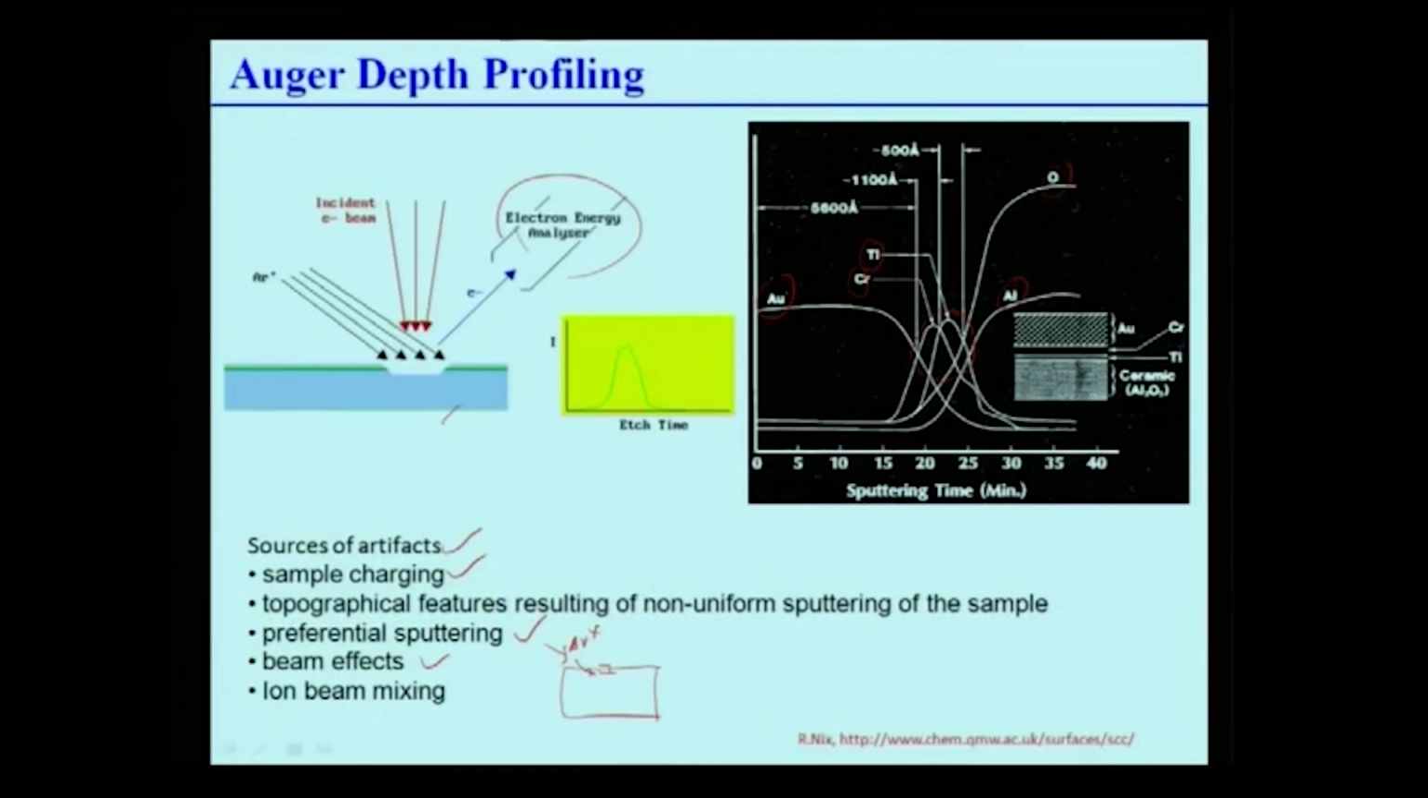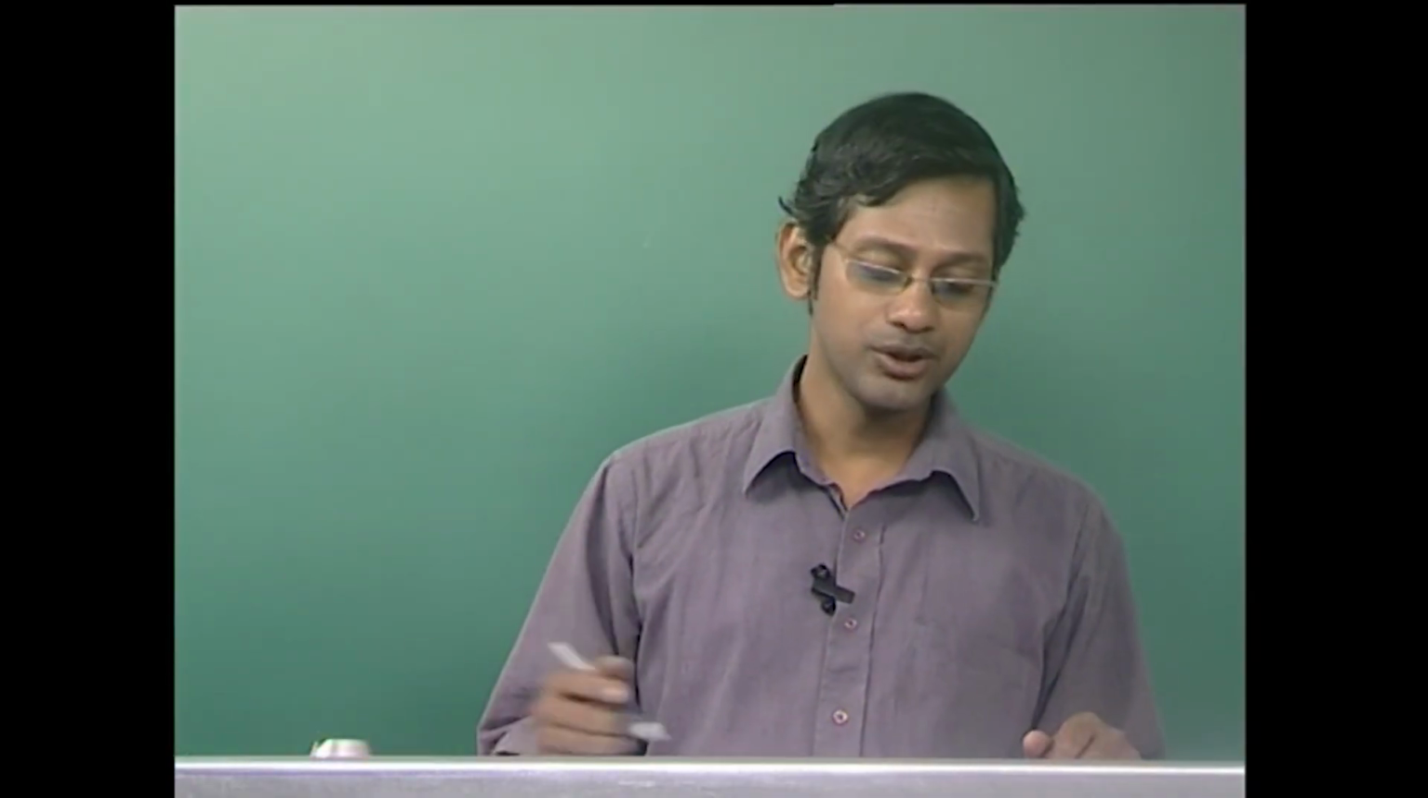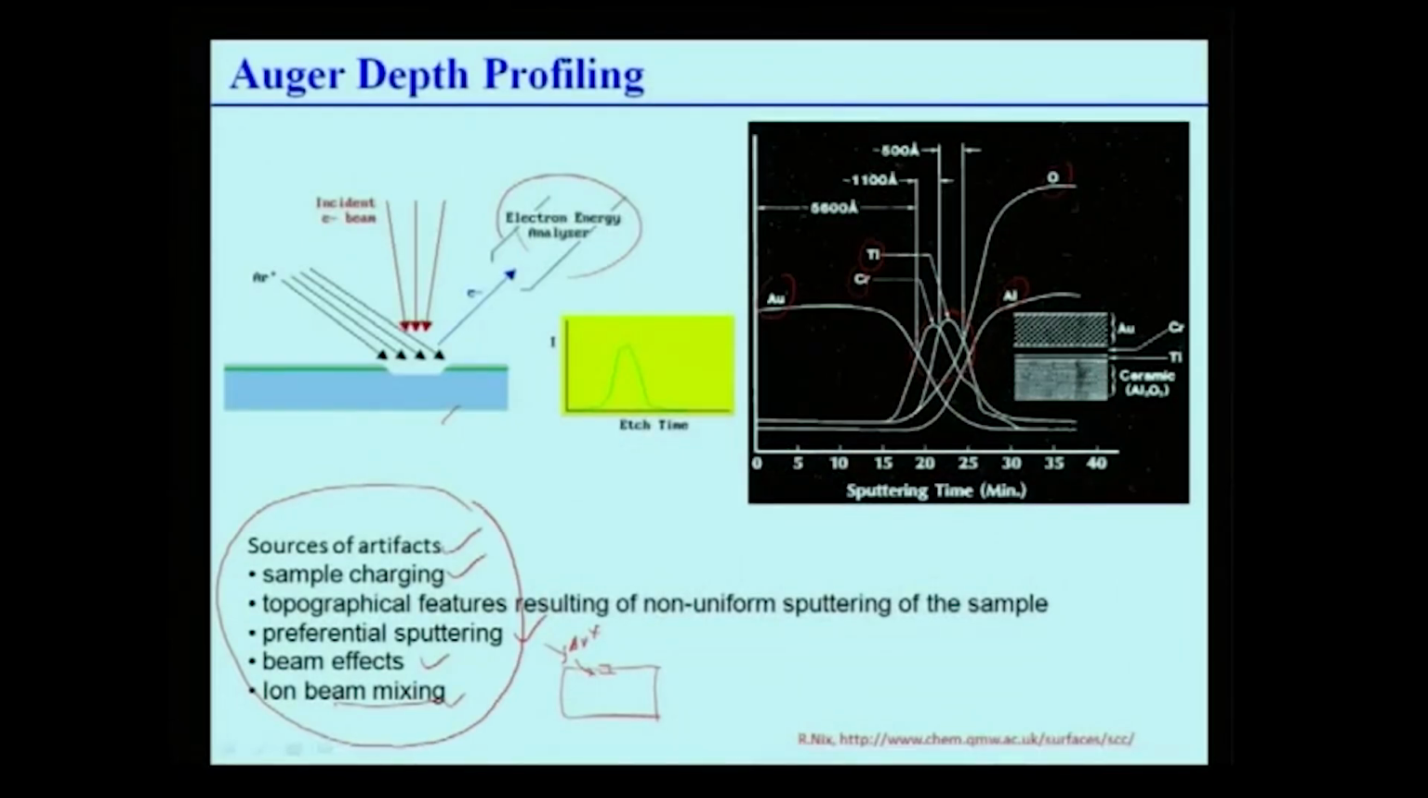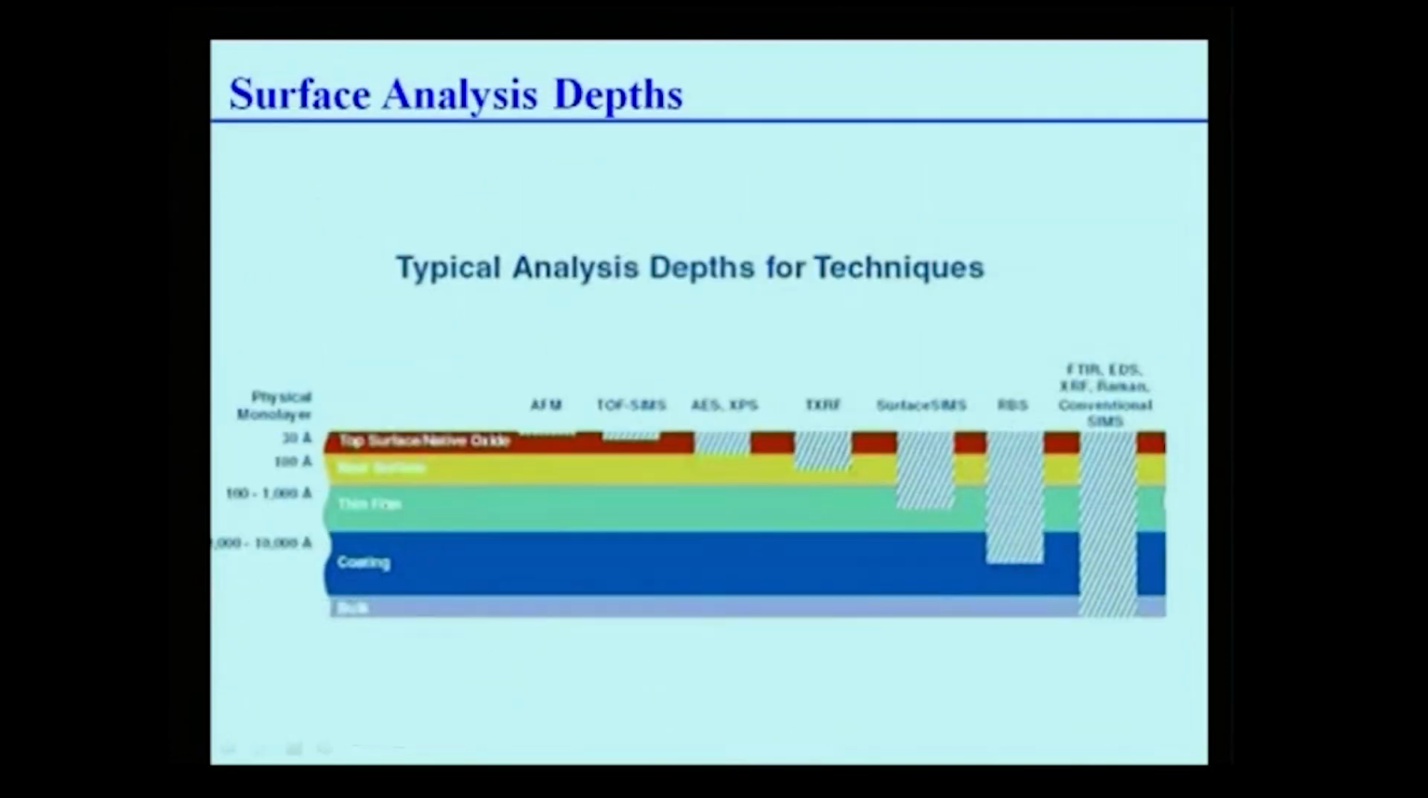Then there are beam effects like argon ion beams, and it can also lead to, most notably, ion beam mixing, because you are putting argon ions that can lead to mixing of two different elements or two different species, and that can modify the results. So one must remember these are the problems in AES depth profiling. Otherwise, this is a very nice technique.